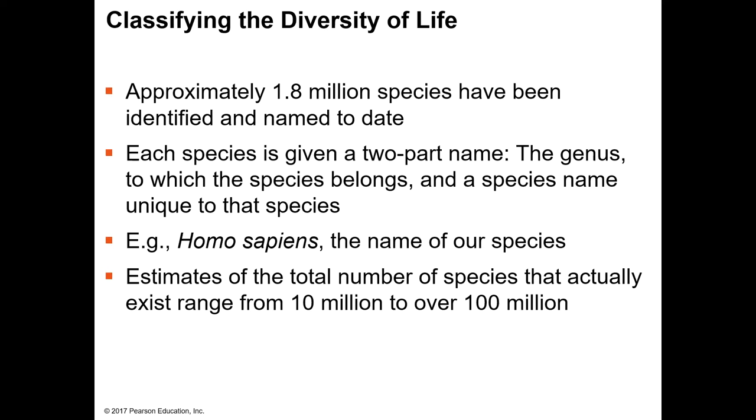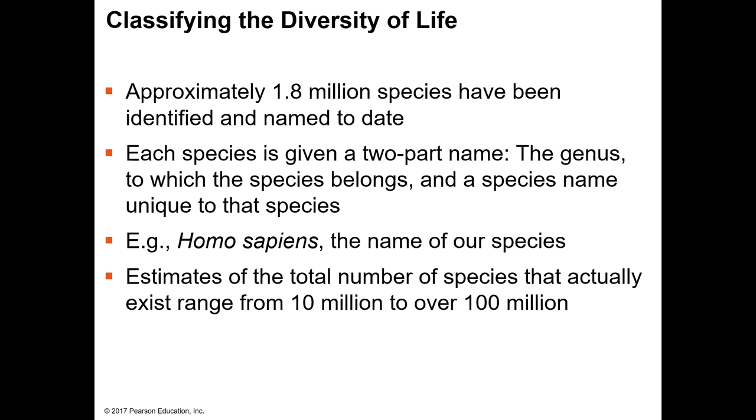Each species has a two-part name: the genus to which the species belongs, and a species name unique to that species. So one's like a first name and one's like a last name. For instance, Homo sapiens is the name of our species. Homo is the genus and sapiens the species name.